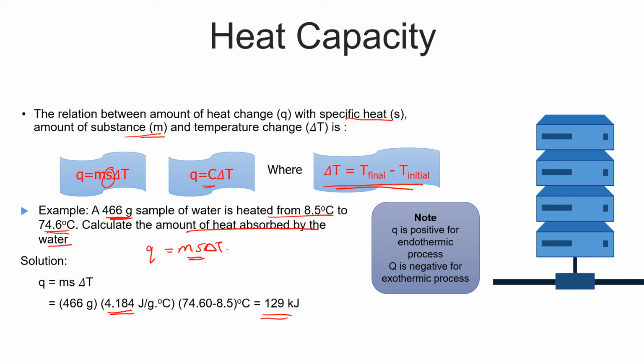So dia pun sama sebab dia heat kan, jadi dia akan ada positive and negative value. So bila dia positive, dia adalah endothermic process. Kalau dia negatif, dia adalah exothermic process. Okay.